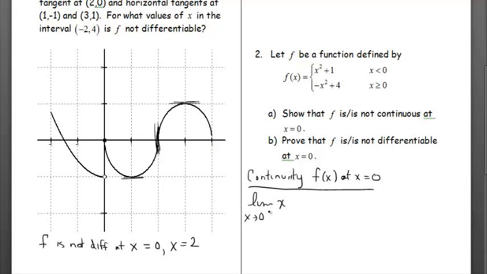I'm going to approach 0 from the left. So I'm on this piece. Plug in 0, I get 1. If I approach 0 from the right, I'm on the bottom piece, and I'm going to get 4. Therefore, the limit as x approaches 0 of the function does not exist. That's going to be a jump discontinuity.